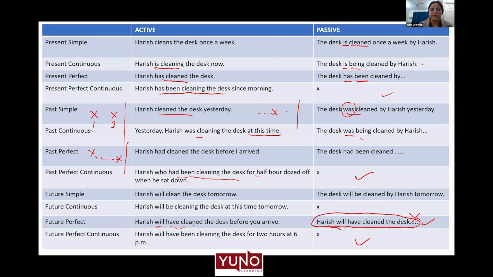So India, now let's look at this only. Harish will have cleaned the desk. How should I put it in passive voice? Anyone in the chat box? Of course, now the subject will be the desk. Let me see. Okay, I do have one answer. The desk will have cleaned by Harish before you arrive.